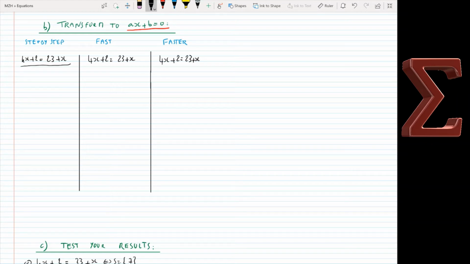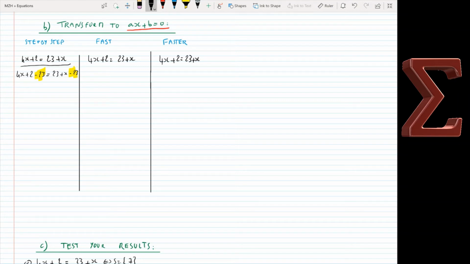All right? This will make more sense as I go through this exercise. So here we want to have equals 0 on the right side. So we'll start by subtracting 23 on both sides. 4x plus 2 minus 23 equals 23 plus x minus 23. What I've done here is subtract 23 on both sides. You should ask yourself, are we maintaining equality? Back to what we saw earlier, yes, because we're subtracting the same value on both sides.